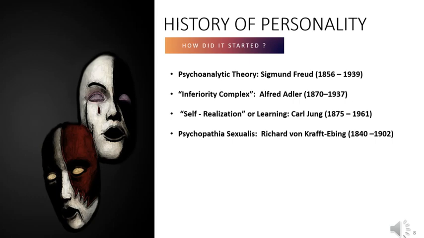He believed that self-realization or learning to the fullest is the underlying motivation that guides a person for a successful personality development. Separately, Richard von Krafft-Ebing, an Austro-German psychiatrist, popularized the terms sadism, masochism, homosexuality, bisexuality, necrophilia and analingus in his book Psychopathia Sexualis, as psychiatric issues.